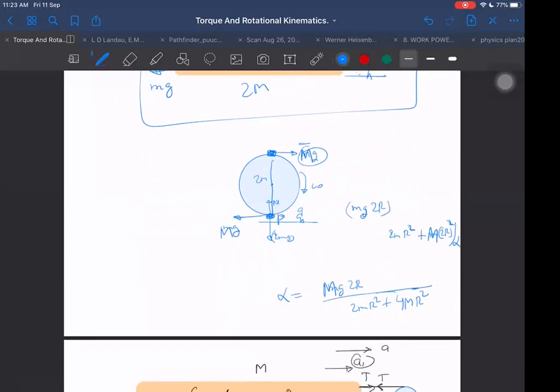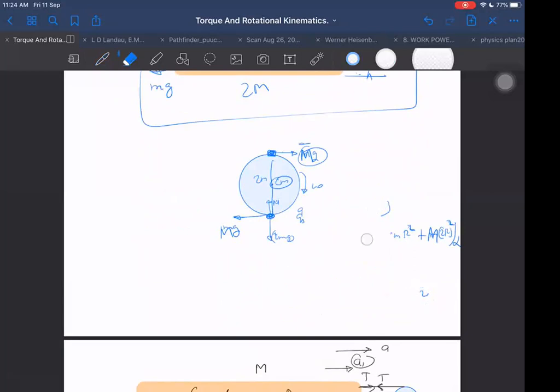This point is not the instantaneous center of rotation. So I should take torque not about this point, I should take torque about the center of mass. That is better. Let us do again, sorry, because we know this center is not moving. So torque about center of mass is equal to I about CM into alpha. Then torque about center of mass is mg into r because of the upper mg.